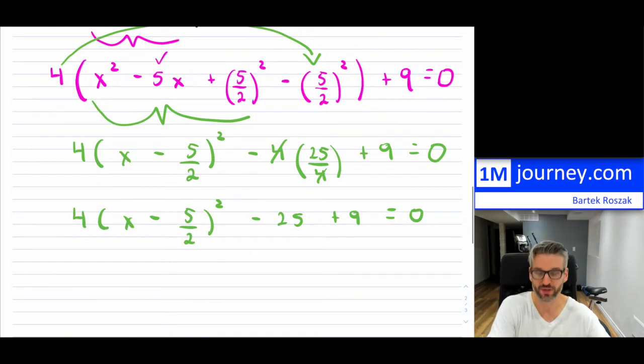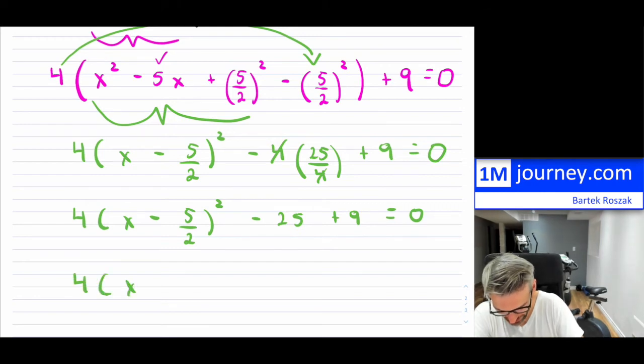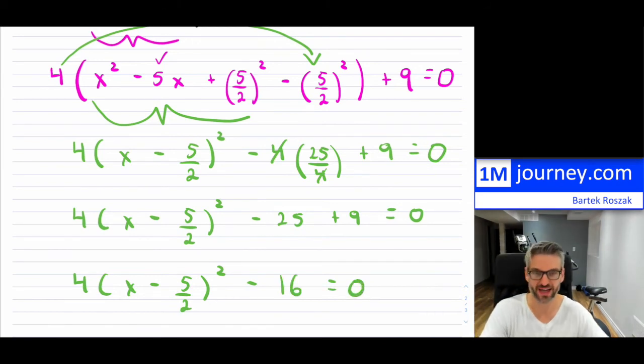And negative 25 plus the 9 is going to be, I guess, negative 16. I have 4(x minus 5 over 2) squared minus 16 is equal to 0. So that's completing the square. The next step, because we're solving for x, is we want to move that 16 over to the other side. So the sign will change.